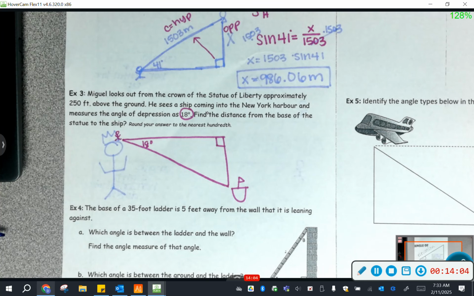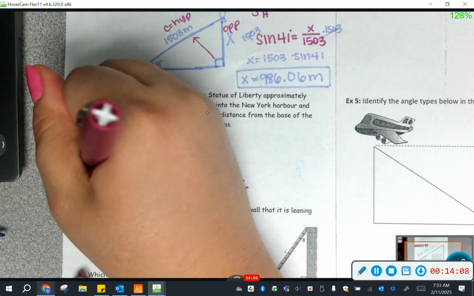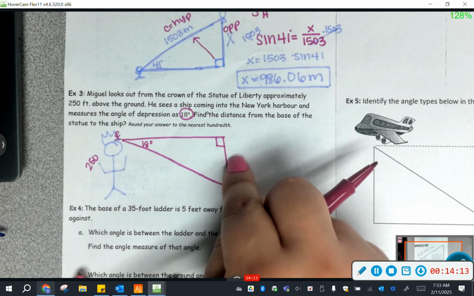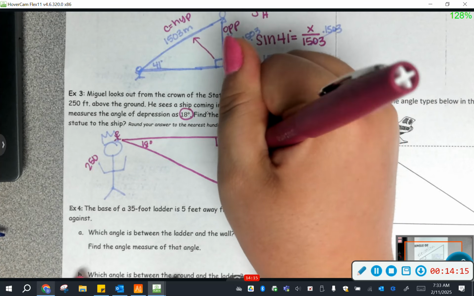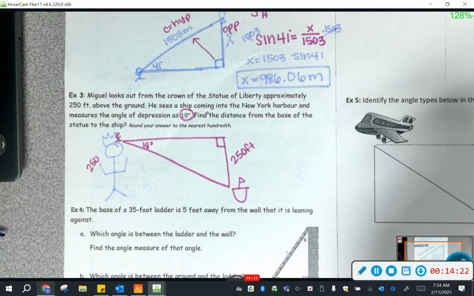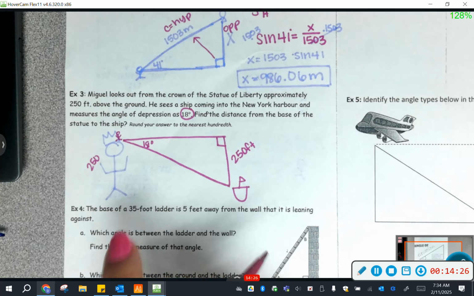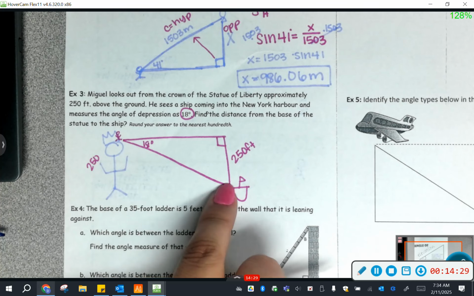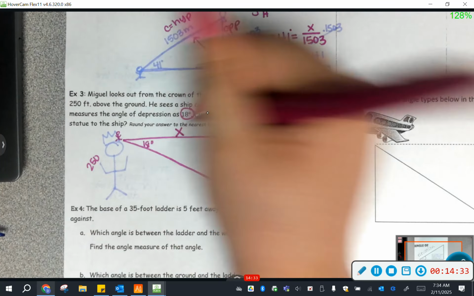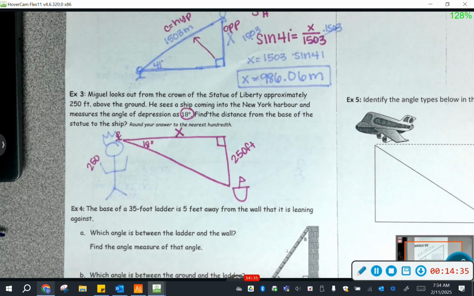Okay, now where can I write the 250? If this is 250 feet high or above ground, don't you agree that's over here as well? So I'm going to write 250 feet right there as well. What do I want to know? Find the distance from the base of the statue to the ship. Don't you agree that would be from here to here? Yeah. So what is that? That's the same thing as the top. Do you see how this can get real confusing real quick?